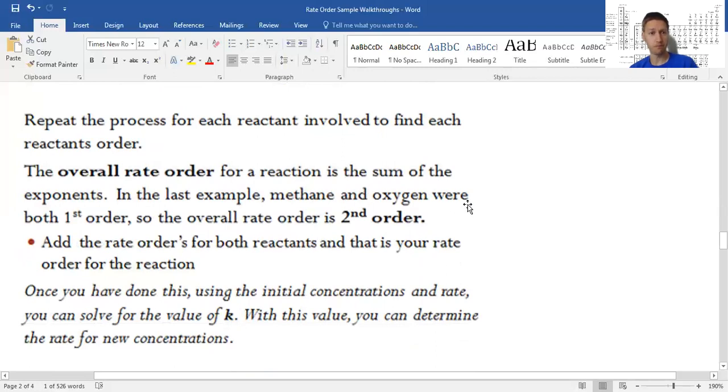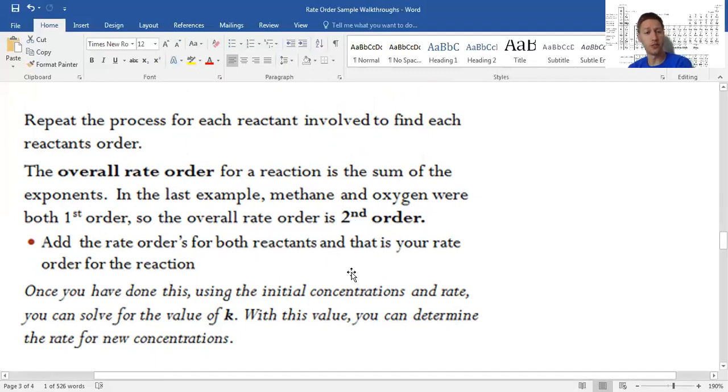So to find the overall rate order, that's like adding everything together. So in the last example, we had 2 1st orders. So 1st order plus 1st order means a 2nd order, which means if we doubled everything, that'd actually be doubling the methane and doubling the oxygen. And since both those are 1st order, we end up being 2nd order.